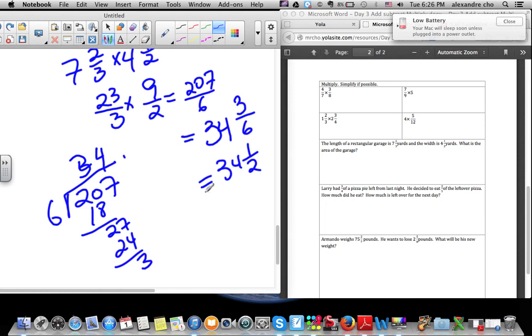Now, if you left it like this, you would have lost a point. Why? Because you forgot the unit. If you left it like this, you would have lost another point, because you forgot to make it unit square. This says the area of the garage. The area of the garage is 34.5 yards squared. Okay, careful.